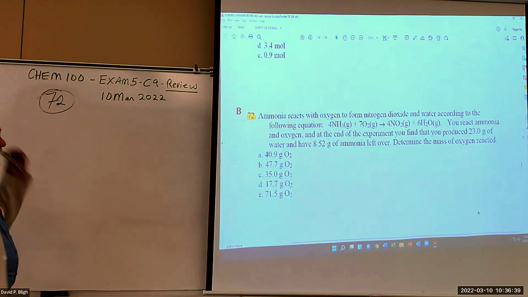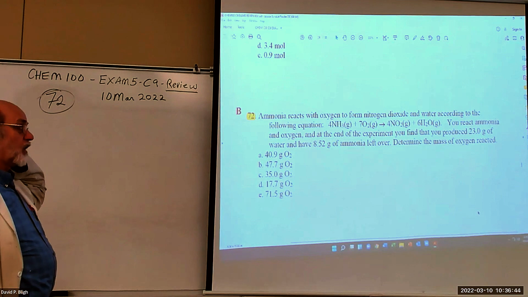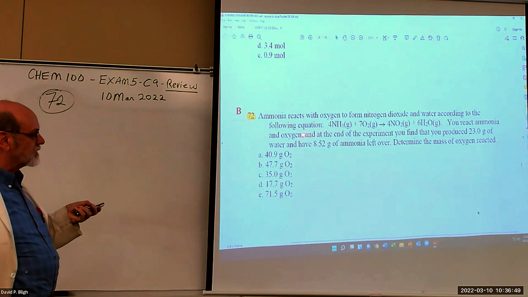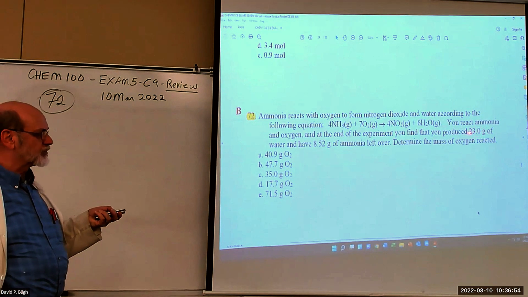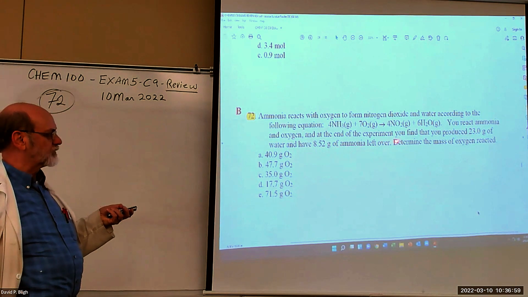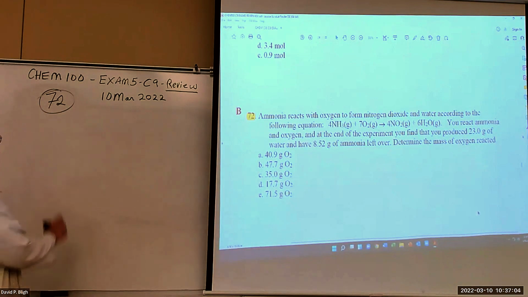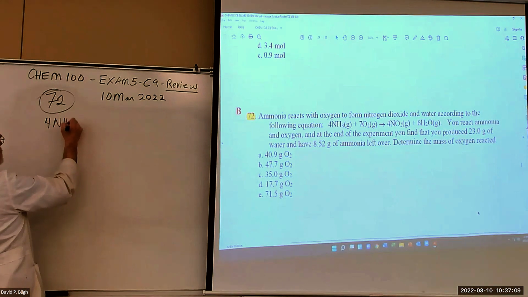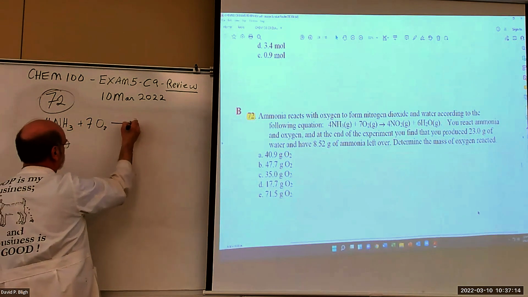72. Ammonia reacts with oxygen to form nitrogen dioxide and water. According to this balanced equation, if you react ammonia and oxygen, and at the end of the experiment, you find that you produce 23 grams of water and have 8.52 grams of ammonia left over, what's the mass of oxygen reacted? Okay. This looks like a real hairy problem, but it's not. I've got the balanced equation already.